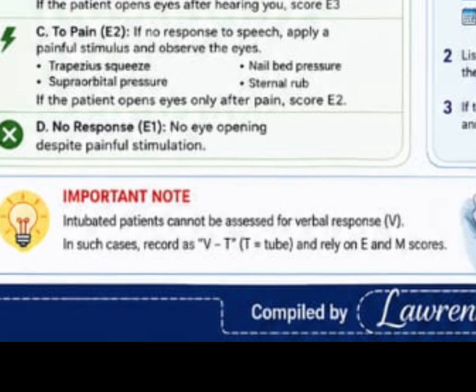Are you getting now? Okay. If you cannot score the verbal response because the patient is intubated, you can put what you call T in place of that verbal response. So you can record only eye opening and motor response, and for the verbal response, you put a T there.